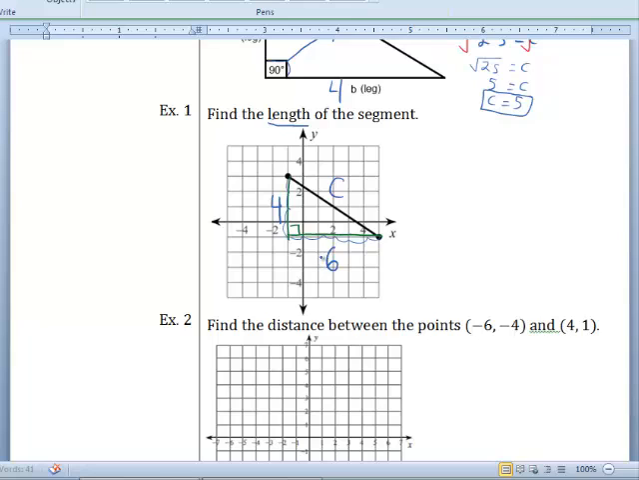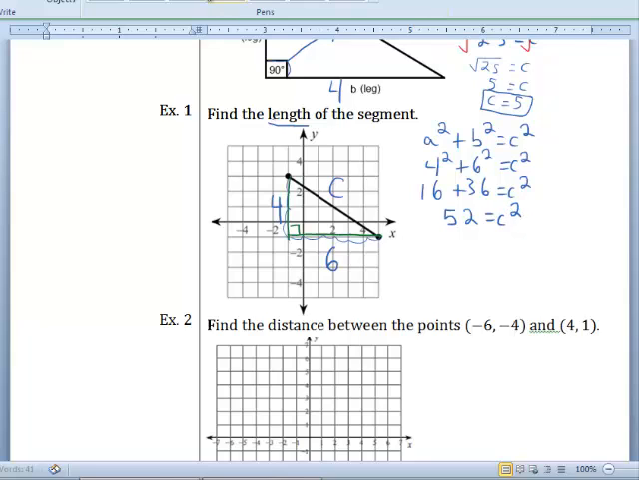Then we just use the Pythagorean theorem as you already know it. So the Pythagorean theorem, a squared plus b squared equals c squared. The a side and b side, it doesn't matter which one's which. We have 4 squared plus 6 squared equals c squared. Simplify that out and solve for c. 4 squared is 16, 6 squared is 36, and that equals c squared. 16 and 36 is 52, so 52 equals c squared.